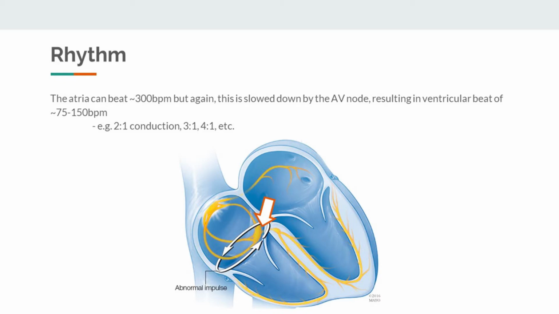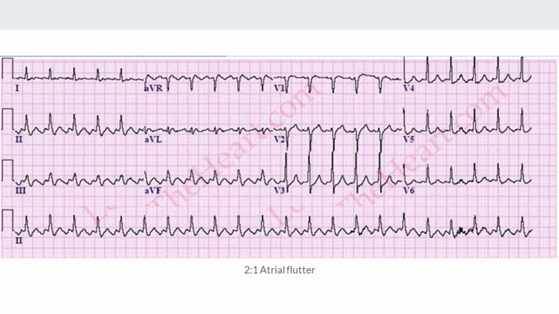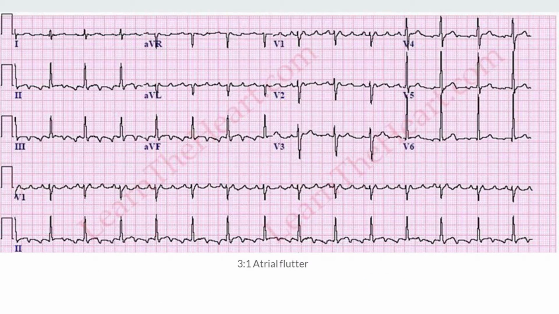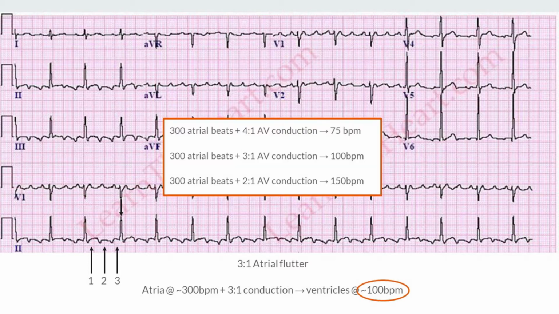In atrial flutter, this reduction is typically done in a fixed ratio. So for example, in 2:1 AV conduction atrial flutter, every 2 atrial beats will result in 1 ventricular beat. Since the atria are beating around 300 times a minute, it will result in a ventricular rate of around 150. In 3:1 AV conduction atrial flutter, for every 3 atrial beats, you get 1 ventricular beat. With the atria beating at 300 times a minute, you end up with a ventricular rate of about 100 beats per minute. Due to the fixed conduction ratios, patients with atrial flutter will tend to have a ventricular rate that ranges from 75 to 150 beats per minute.